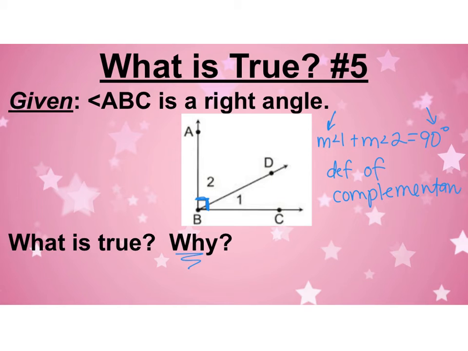By the way, another thing that you could say here is the measure of angle 1 plus the measure of angle 2 equals the measure of angle ABC, and that would be angle addition postulate. But if you can get more specific and go to the complementary, that would be good.